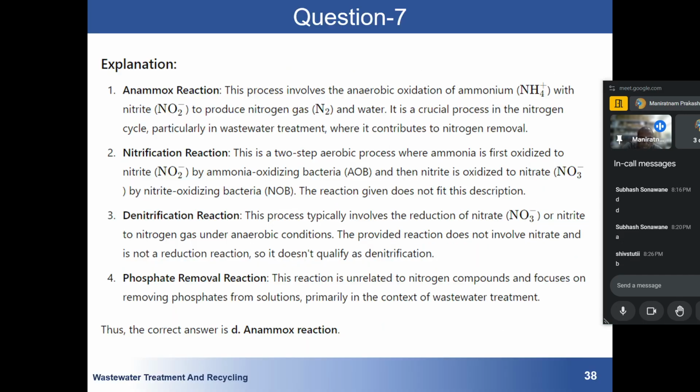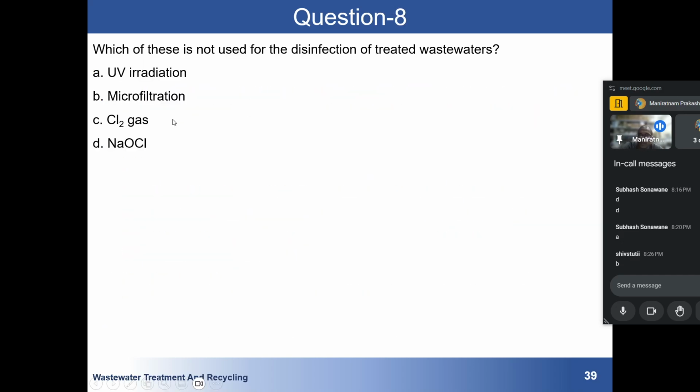I hope this is clear to you. Did you get it? Which of these are not used for disinfection of wastewater? This is a very simple question. We know that this is used, this is used, this is used, but this is not used. Again, there might be a question on which is the most effective.